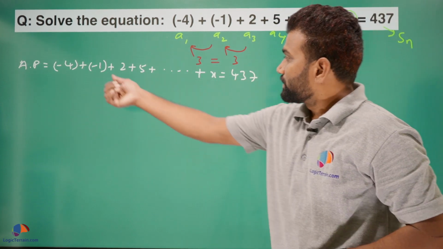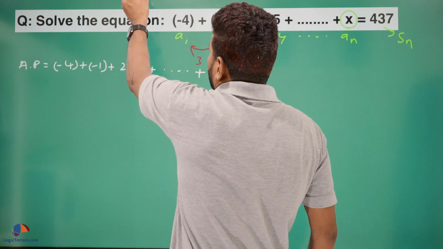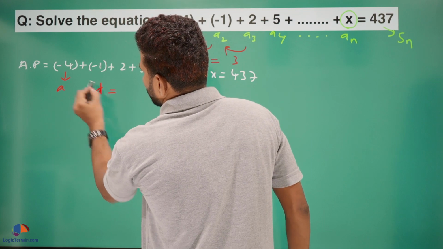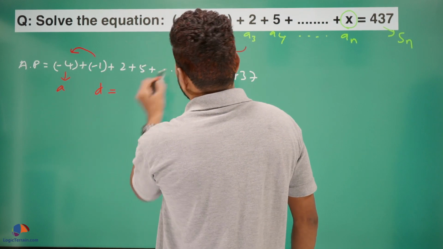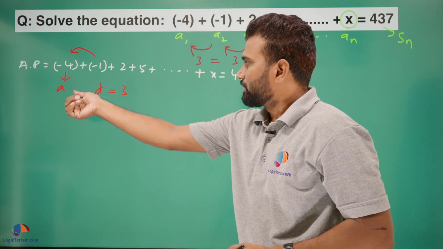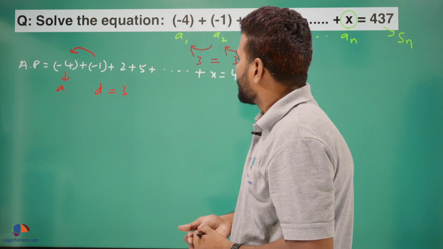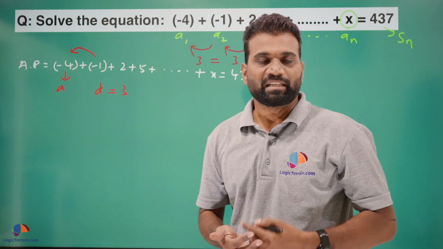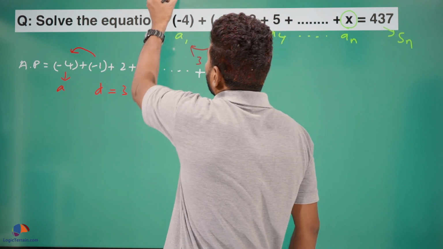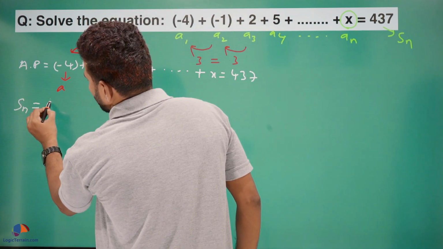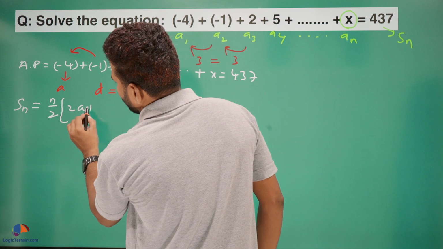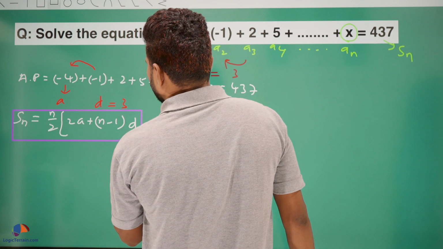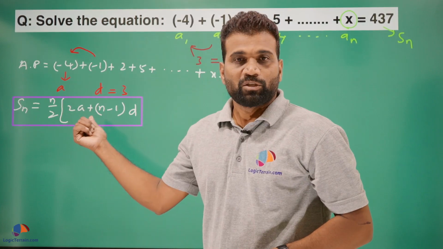437. So in this sequence we have the first term, that is a, and the common difference, which we got as 3. So we got a and we got d. Now since we have the sum, let us find the sum of n terms by using the sum of n terms formula of AP, that is Sn is equal to n upon 2 into 2a plus n minus 1 into d. So let's substitute the values.